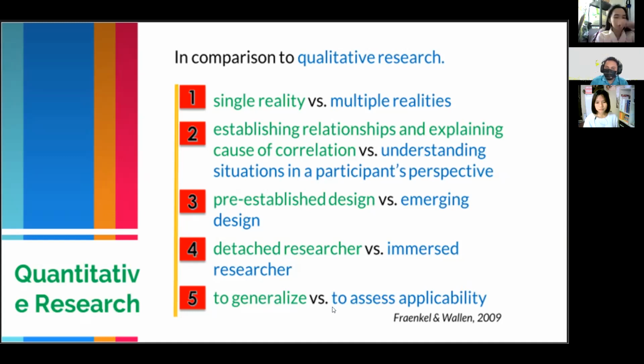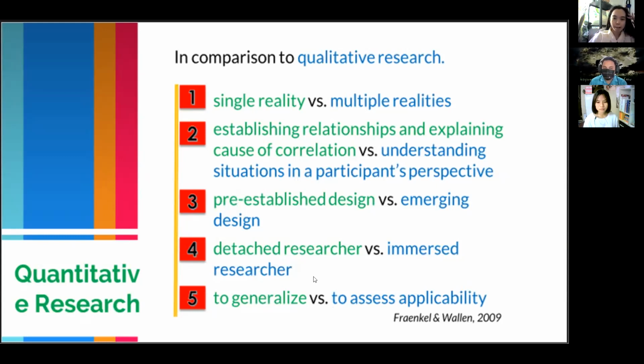Lastly is to generalize, okay, is the purpose of quantitative research. Ito naman is to assess applicability, okay, which is the qualitative research, okay? So bakit kailangan detach tsaka immerse? Okay, malalaman niyo yung mamaya kung bakit.